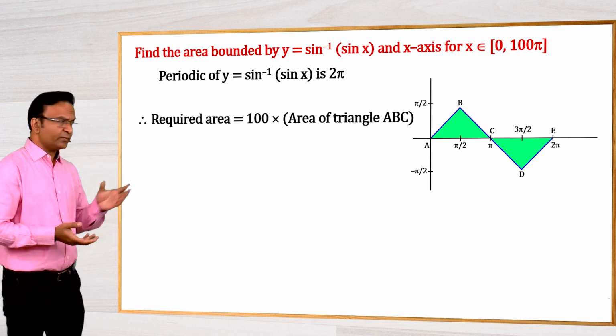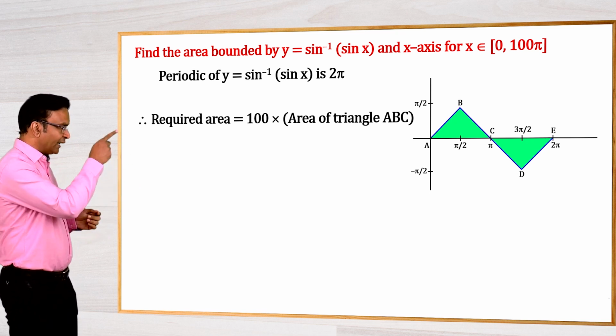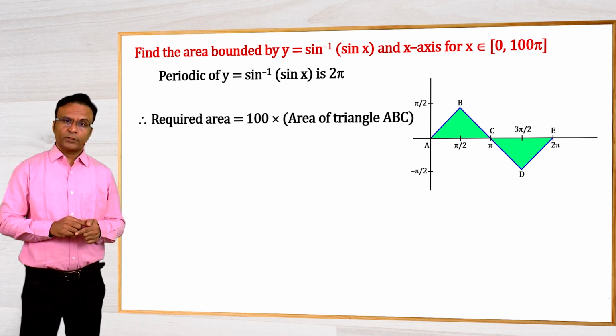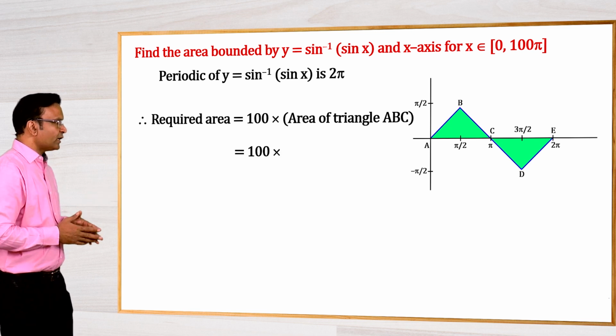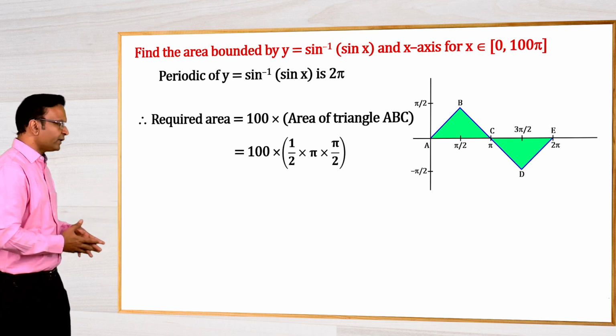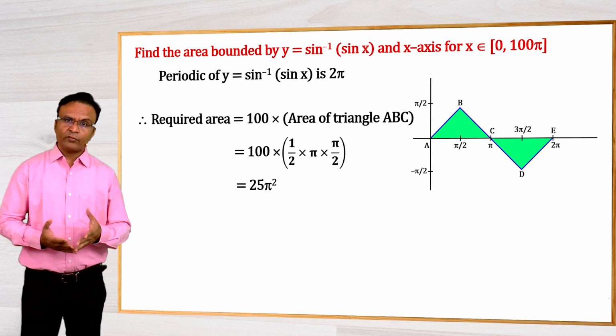And area of triangle ABC is simple. Length AC is pi and the height of this triangle is pi by 2. So the required area is 100 multiplied by half multiplied by pi multiplied by pi by 2. So this is equal to 25 pi square.